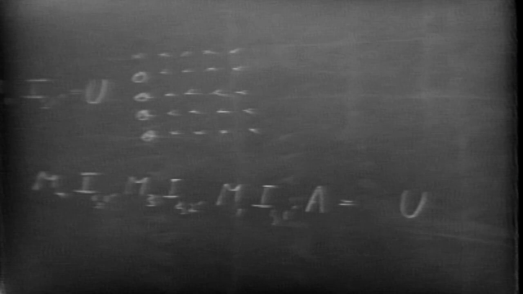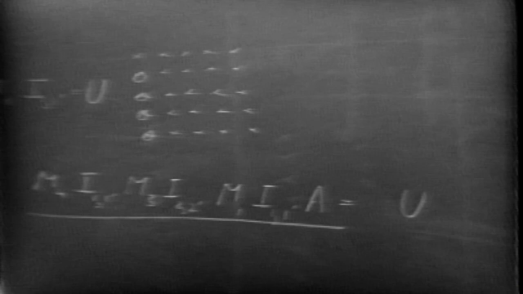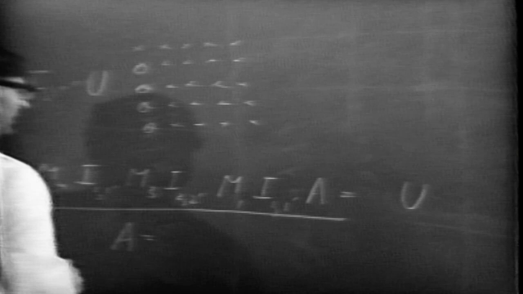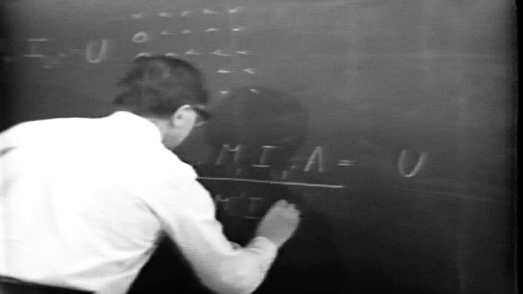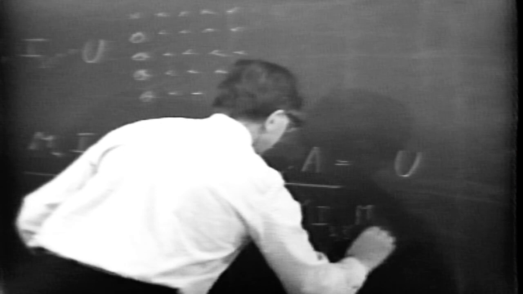Let's look at this thing here. Then we have that M4 times I1 1 prime times M3 times I2 2 prime times M1 times I1 1 prime times A is equal to U. Now, if you look at the product of these matrices as they stand, I could write that, in fact, in the form A is equal to I1 1 prime times M1 minus 1 times I2 2 prime times M2 minus 1 times I3 3 prime times M3 minus 1.